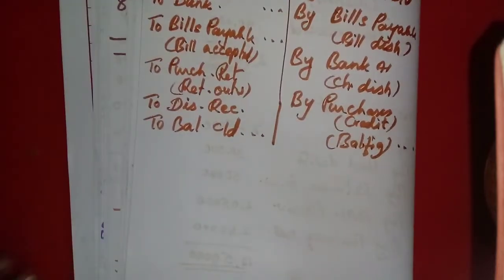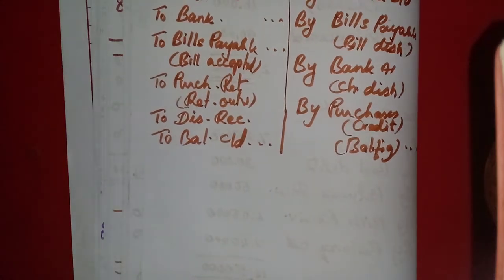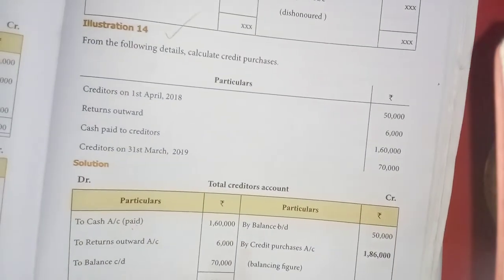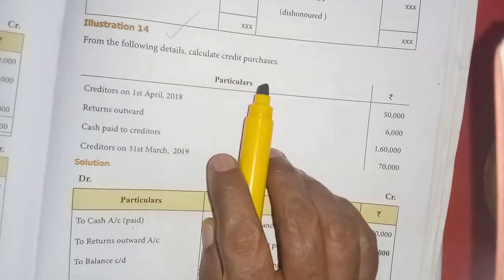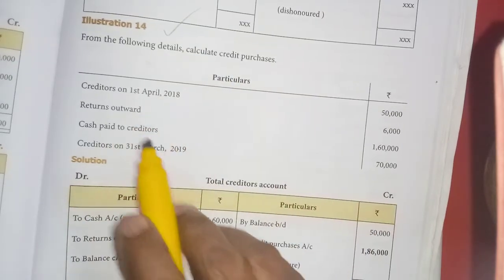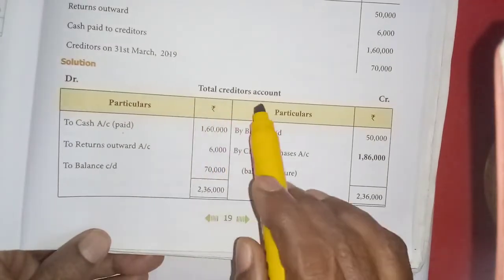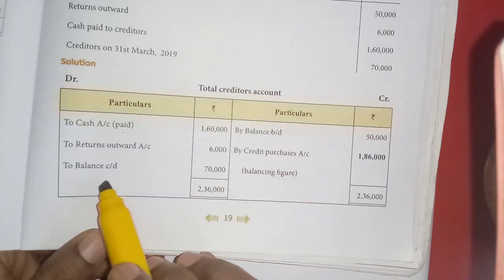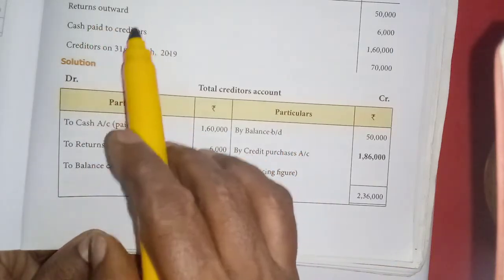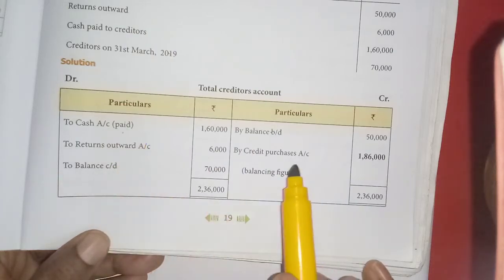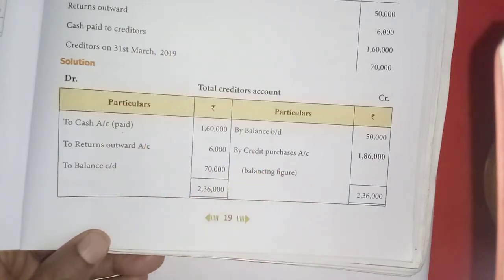Okay, total creditors account. Now we will do one illustration. I will show you one illustration, the 14th exercise. See, the 14th one. From the following details, calculate credit purchases. Opening creditors, closing creditors, return outward, cash paid to creditors. So total creditors account, by balance brought down, to balance carried down, return outward here, then cash paid. Closing balance, then balancing amount by credit purchases.